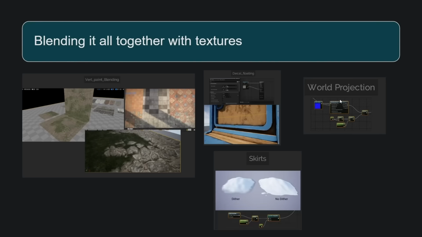The next one is world projection. If you wanted to get snow or moss or anything world projected on your kit pieces, you could definitely go this route for more organic stuff, and it's probably the way to go. And then last but not least is skirt models and stuff like that.